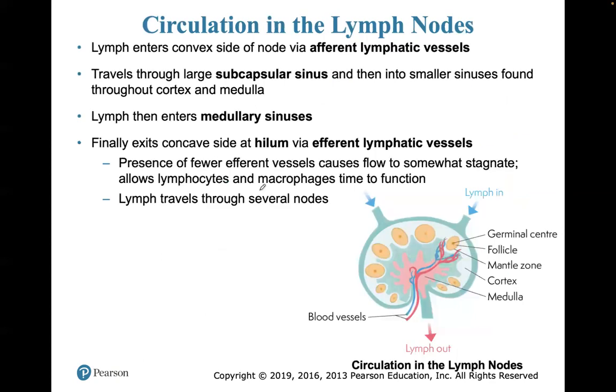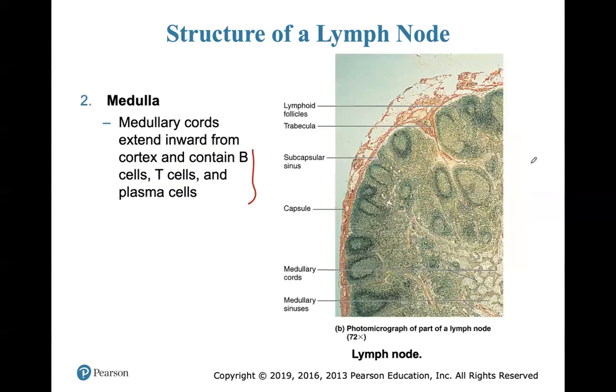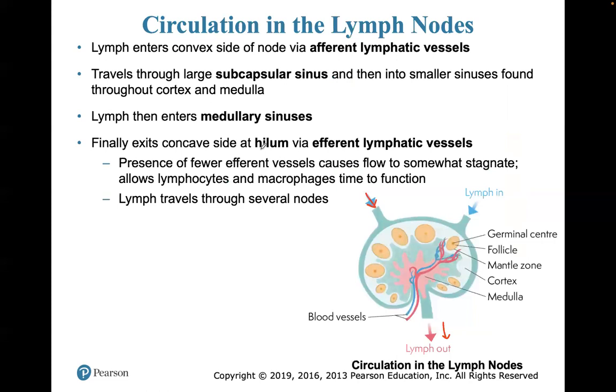Now, how does lymph really enter lymph nodes and what happens there? They enter through the afferent lymphatic vessels and exit through the efferent vessels. So here they enter through the afferent vessels on the convex side. So this is the convex side, and they exit through the concave side. This is also called the hilum, by the efferent lymphatic vessel. And that's how lymph travels.